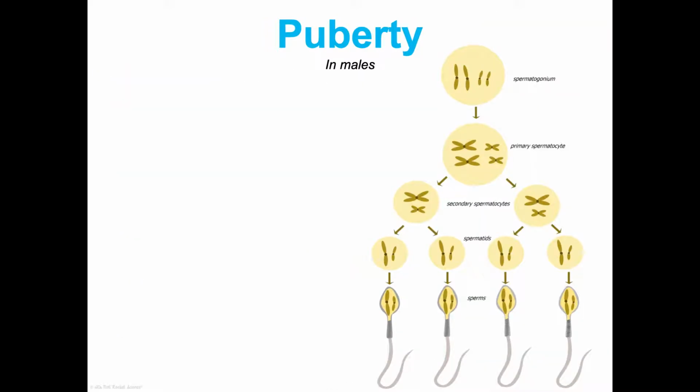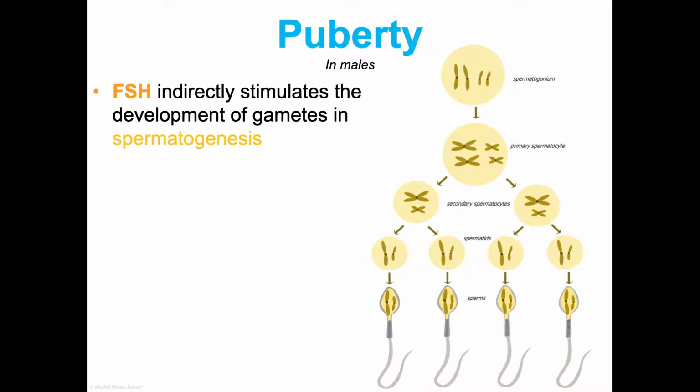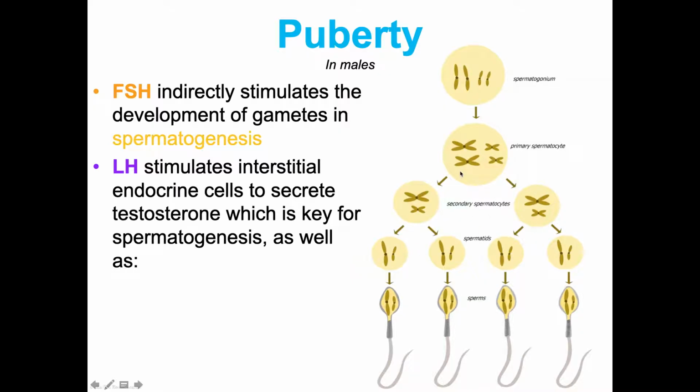All right, so let's do a little overview of puberty in males. FSH, that follicle stimulating hormone, is indirectly stimulating the development of gametes, which are sperm in males, in a process called spermatogenesis. We're going to go through spermatogenesis in detail in Concept 2, but this is a general picture of what is happening. And hopefully some of this looks familiar. We're seeing things we remember from Biology 1 with the chromosomes duplicating, and we have sister chromatids. And then this is meiosis. So we have one meiotic division and then a second meiotic division as well.